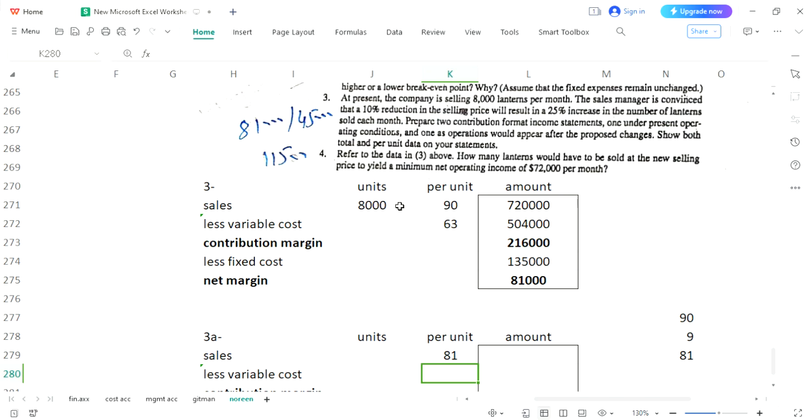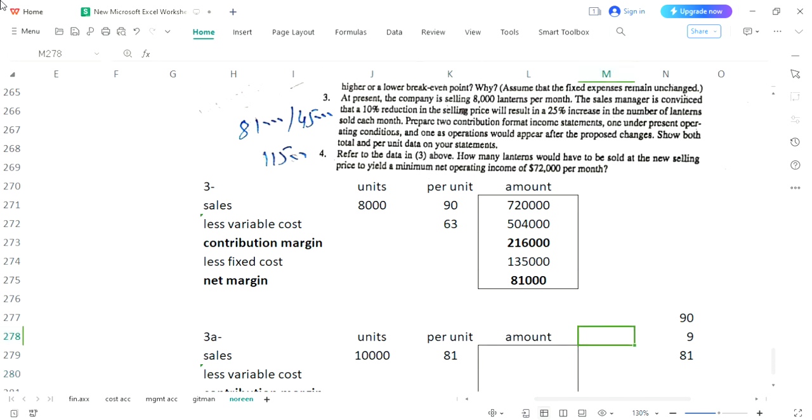These are the old number of units, and by decreasing the price, the number of units sold will increase by 25%. So we have the original number at 8,000 and there will be an increase. How much? 25%. How would you calculate 25%? 8,000 is multiplied by 25 and divided by 100.